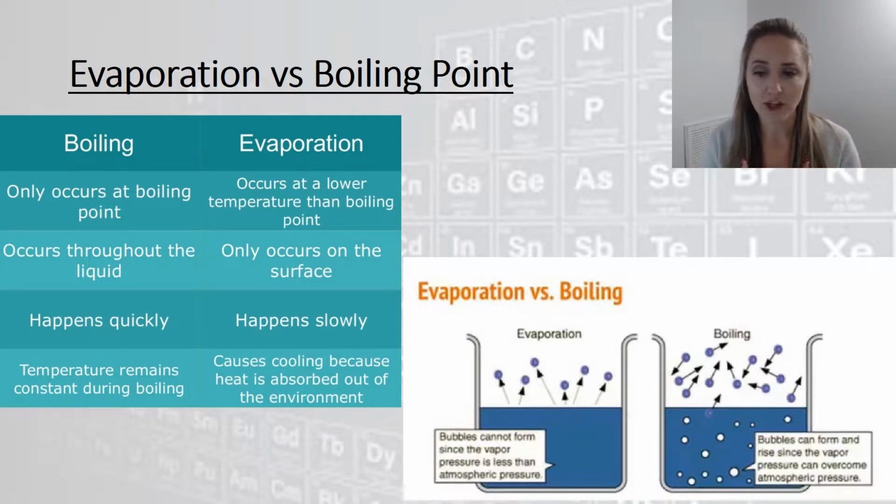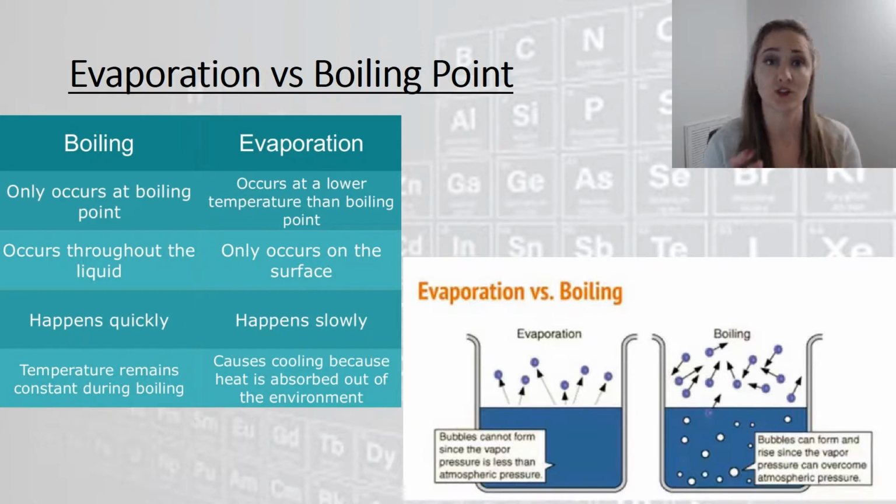For evaporation, like you can see in the picture in the lower corner, evaporation happens only on the surface. Whereas once a liquid reaches its boiling point, the entire liquid has reached the potential to go into that gas phase. And usually when something starts boiling, you'll notice bubbles that start to appear throughout that liquid.